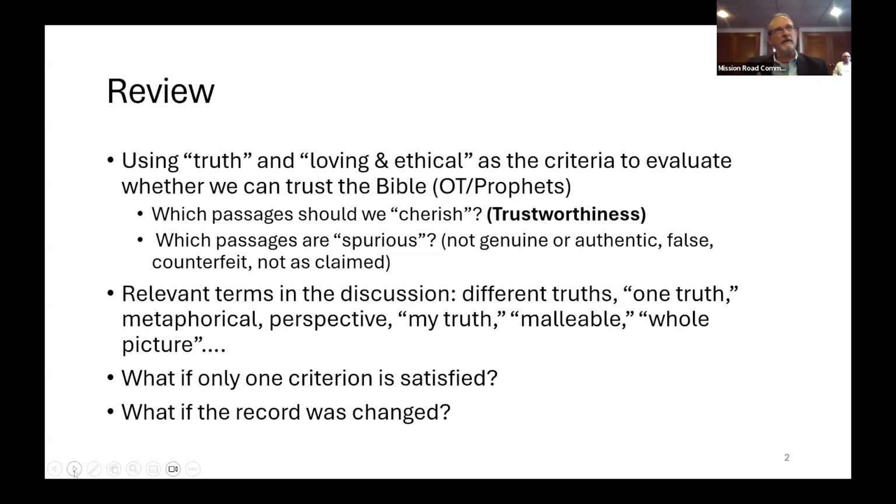So it's appropriate for our discussion because we're talking about the stories that were told, preserved and told by people 2,000 years ago. And we want to ask the question, is it trustworthy?